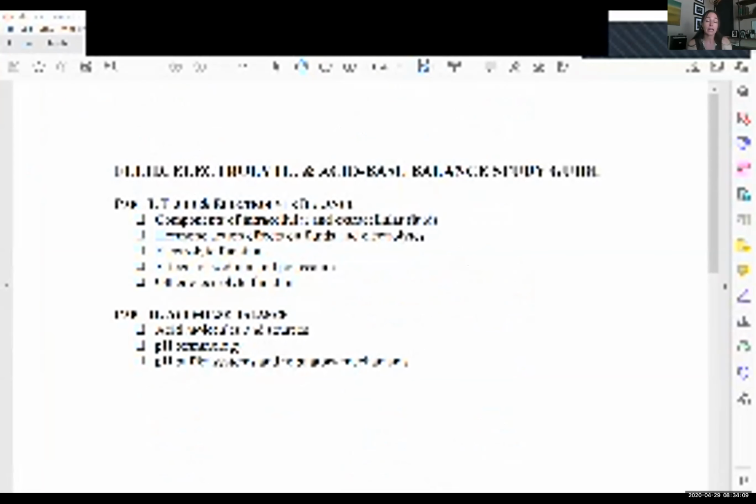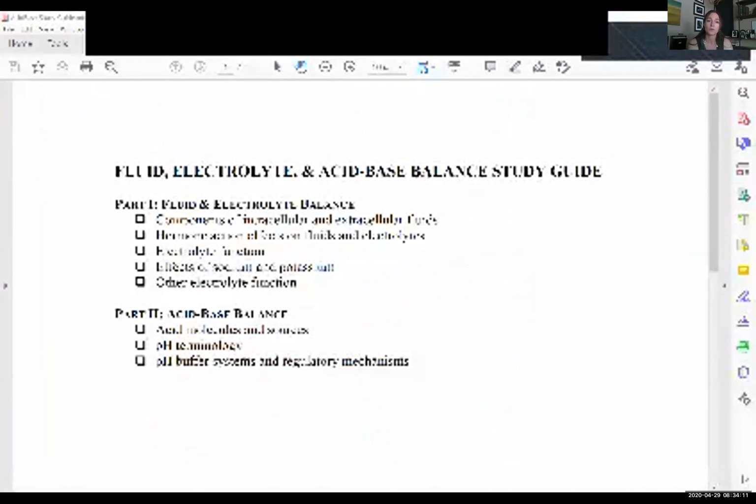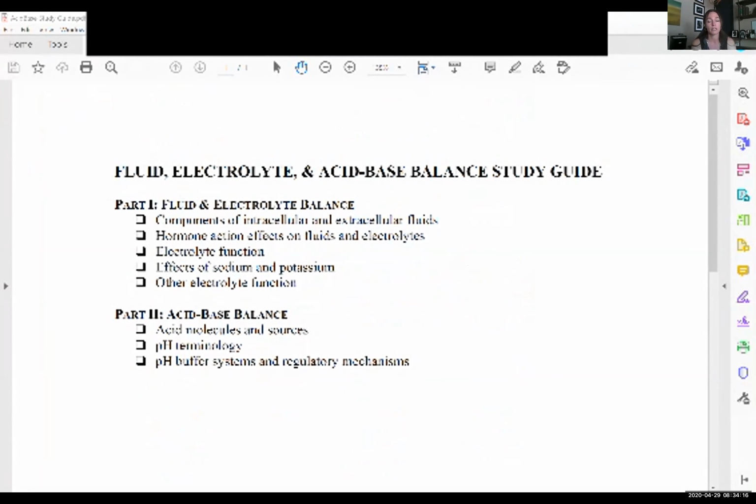And again, the best way to study is turn each of these into a question. Components of intracellular and extracellular fluids, you should just know those. So a question could be, describe the differences between intracellular and extracellular regions of the body. Describe the type of fluids that make up the extracellular fluid. That would be like cerebrospinal fluid or blood or lymphatic fluid, where intracellular is cytosol. It's just inside the cell.